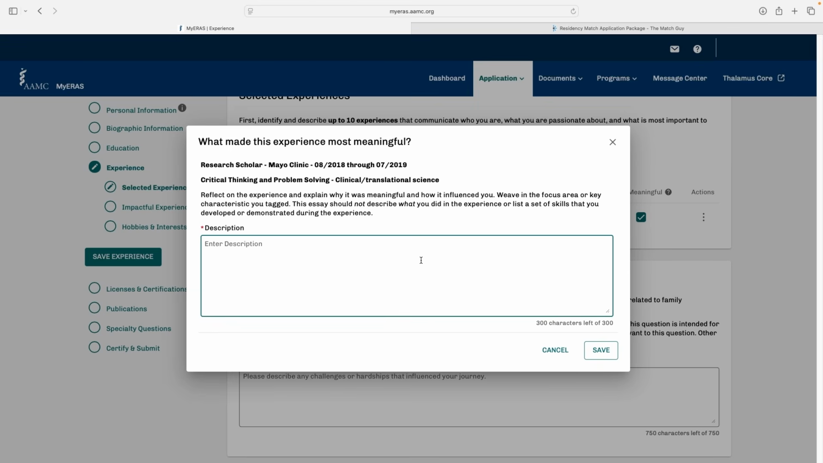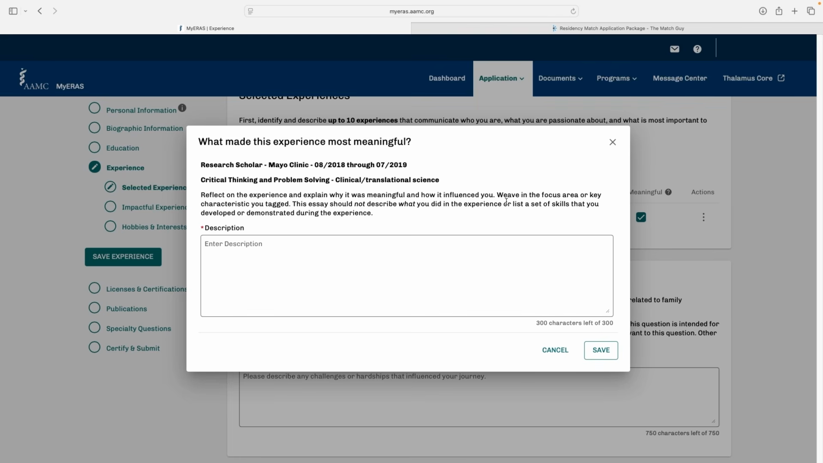And ERAS tells you clearly that they don't want that. It says here, this essay should not describe what you did in the experience or list a set of skills that you developed or demonstrated during the experience. Why? Because this should already be in the description of your experience. So you don't need to repeat that here. But what you need to put here is why it was meaningful and how it influenced you.